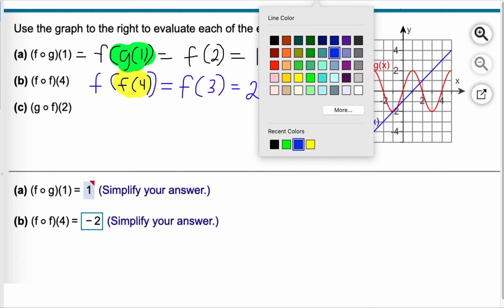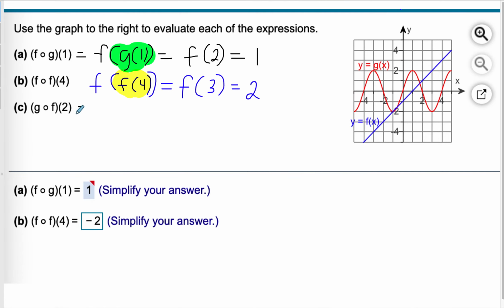All right, now let's take a look at the last one here. The last one says, wish I could read, g of f of 2. So where are we starting? I hope you said f of 2. So we go over to 2 on the x-axis and up to the f graph, which has a value of 1. So this is g of 1.